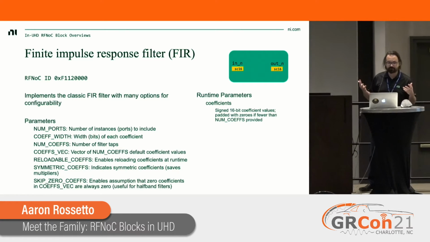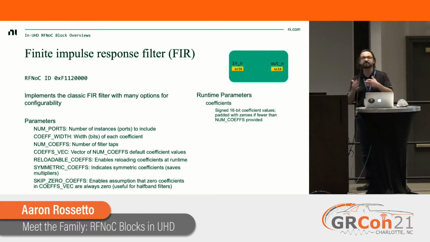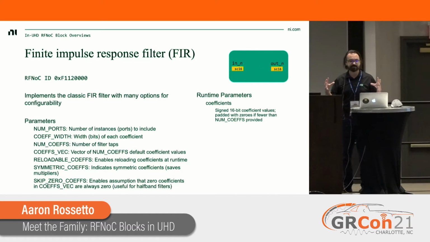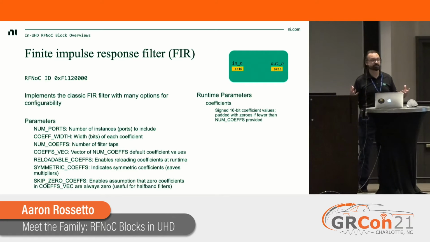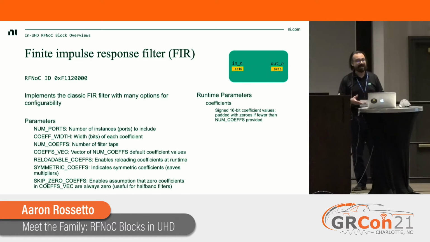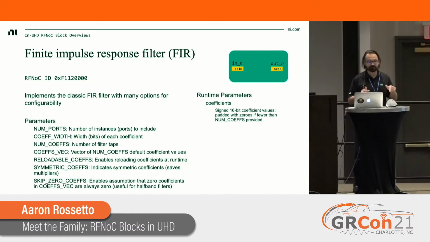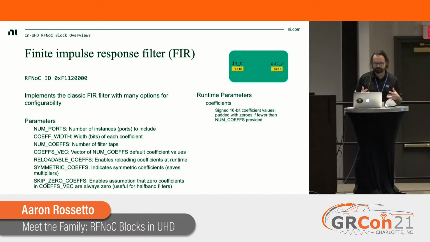For instance, if you don't need to reload coefficients at runtime, if you just have a fixed set, then you can disable reloadable coefficients and save yourself some registers. Similarly, if you have symmetric coefficients, then you could save multipliers by enabling that. Or skip zero coefficients assumes that in your runtime parameters, any zero coefficients will remain zero coefficients. They'll never change, which is useful for things like half-band filters. And the coefficients can be changed at runtime, again, assuming that you've enabled the reloadable coefficients parameter, which I believe is true by default.